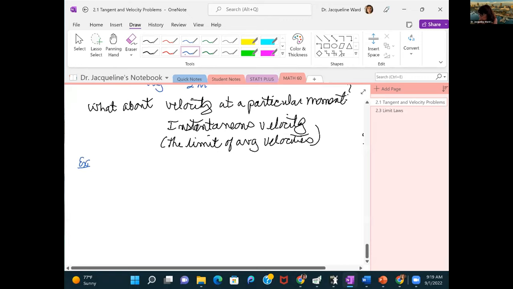So here's an example. The ball is thrown into the air.